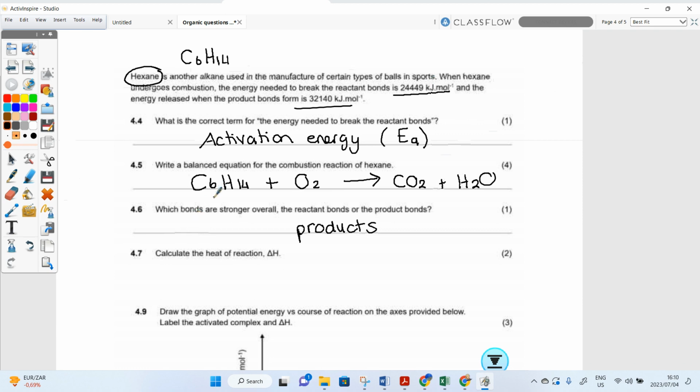Is this a reversible reaction? No, it's just a saying. The question is a balanced equation for a combustion reaction. So we're not done.